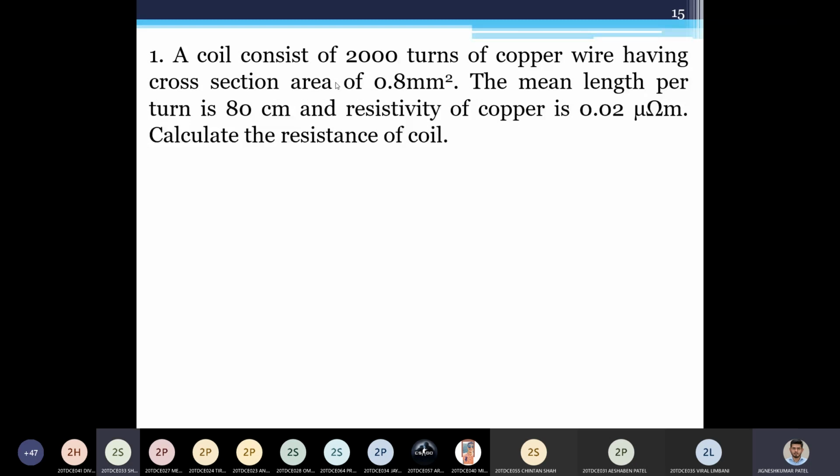Okay. The cross section area is 0.8 mm square. To convert millimeter to meter, we require 10 to minus 3. But this is millimeter square, so I'll have 10 to minus 6. So rho is 0.02 micro ohm meter, that is 0.02 into 10 to minus 6, into 1.6. Let me write it for you if you have trouble in that.